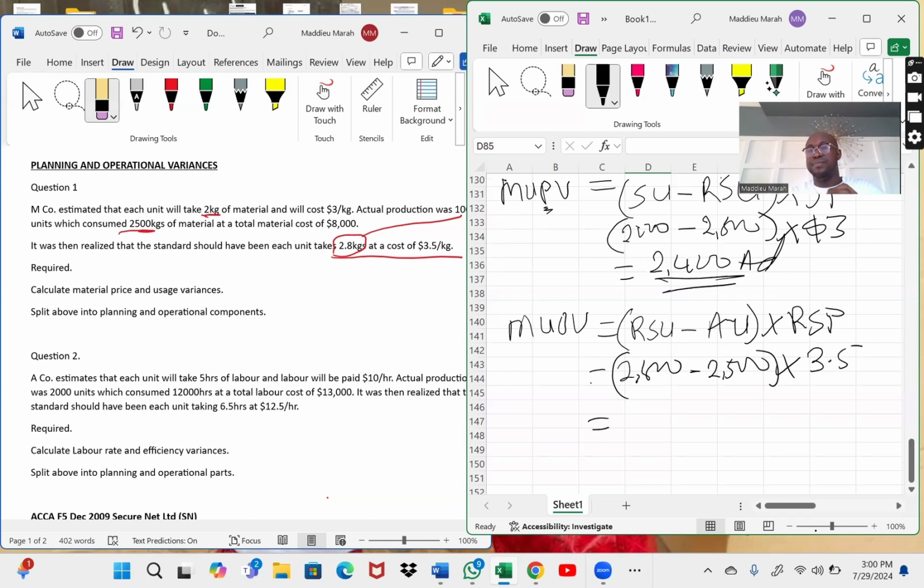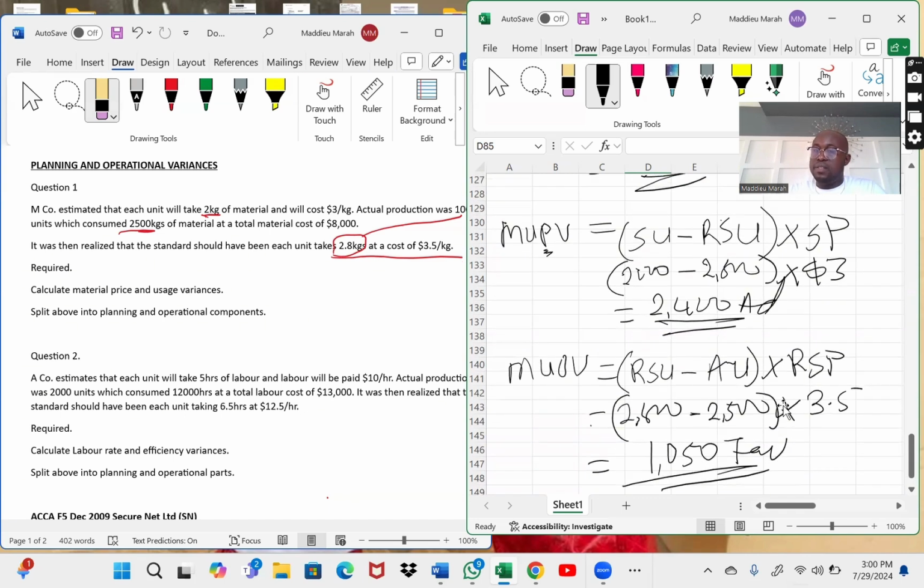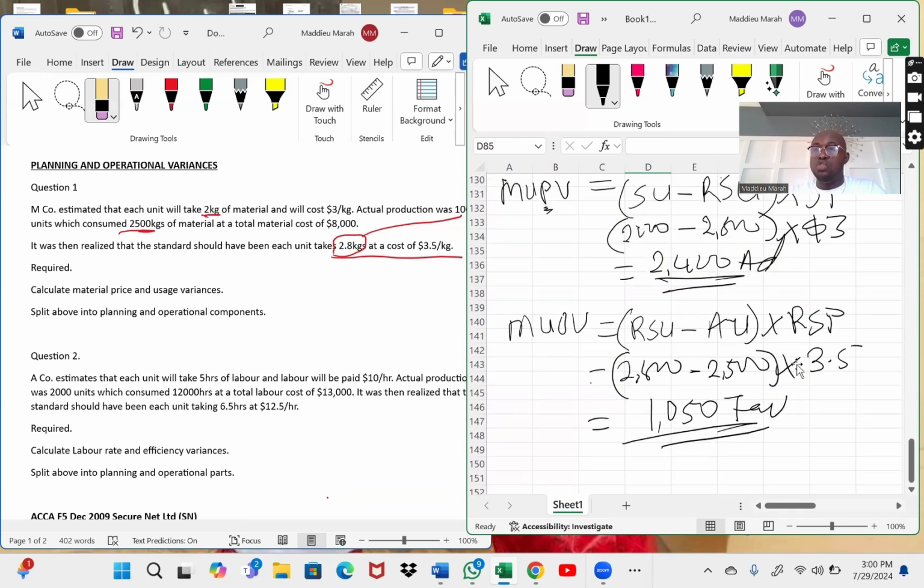What's the variance here? The variance here is favorable. 2,800 as compared to the actual 2,500 is favorable by 300 at 3.5. This gives us 1,050 favorable. So this is our material usage operational variance.